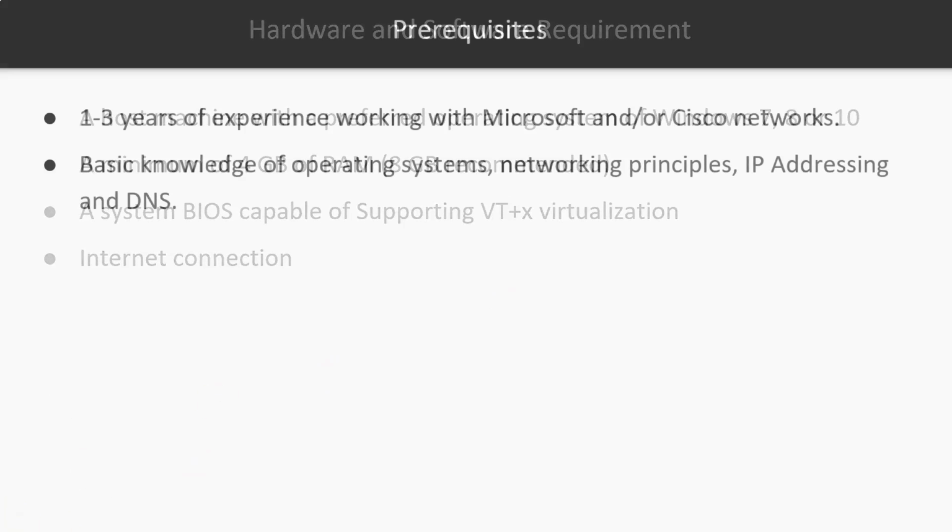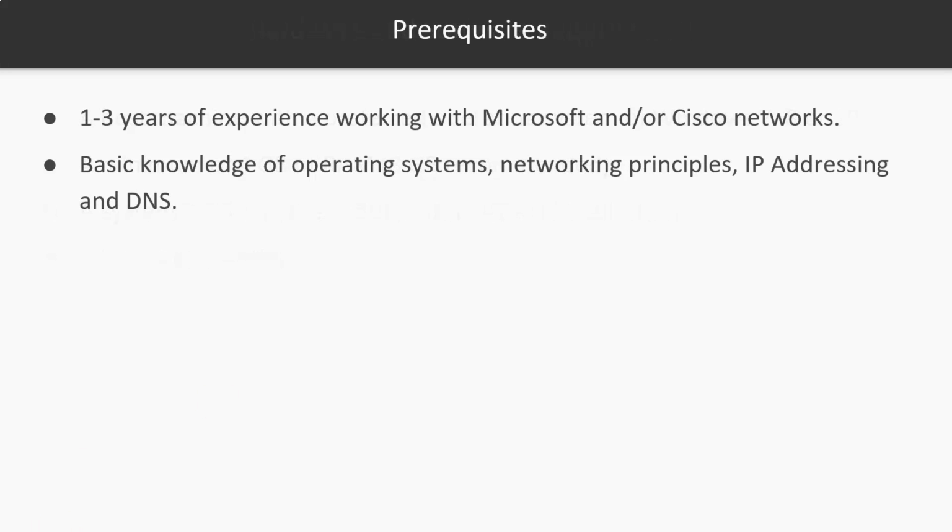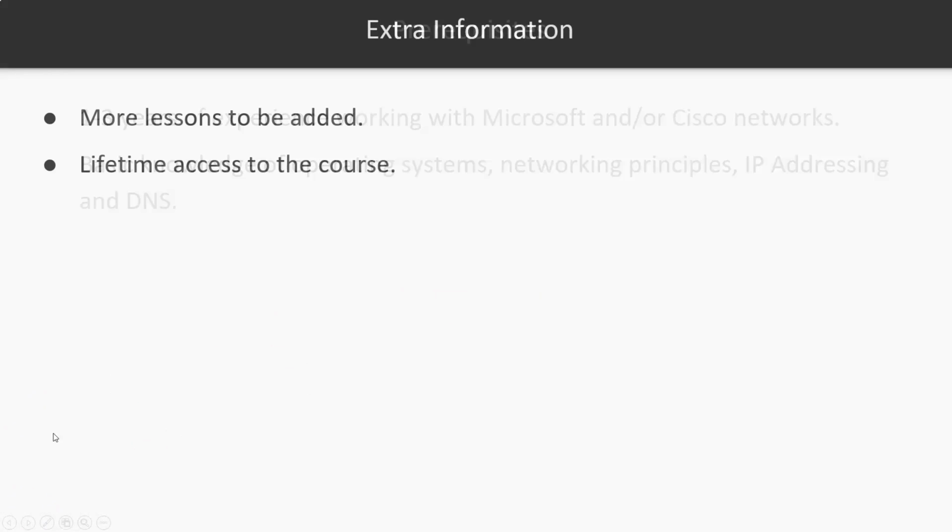To get the most out of this course, you should have at least 1 to 3 years of experience working with Microsoft and/or Cisco networks. You should have basic knowledge of operating systems, networking principles, IP addressing, and DNS. This course is dynamic, which means that more lessons will be added over time. This course has already bloomed to having so many lessons that I'm seriously considering a Part 3 for the course. You also have lifetime access to the course.